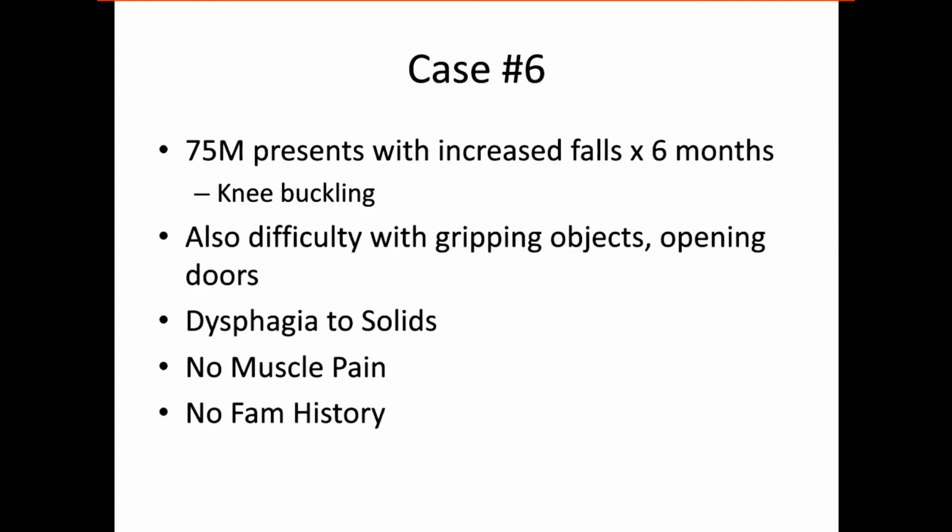He also notes that he's having some upper extremity symptoms as well, so he has difficulty with gripping objects as well as opening doors. He's noting some dysphagia to solids, so he's noticing some difficulty swallowing. He's not having any muscle pain, and there's no family history of any myopathy.